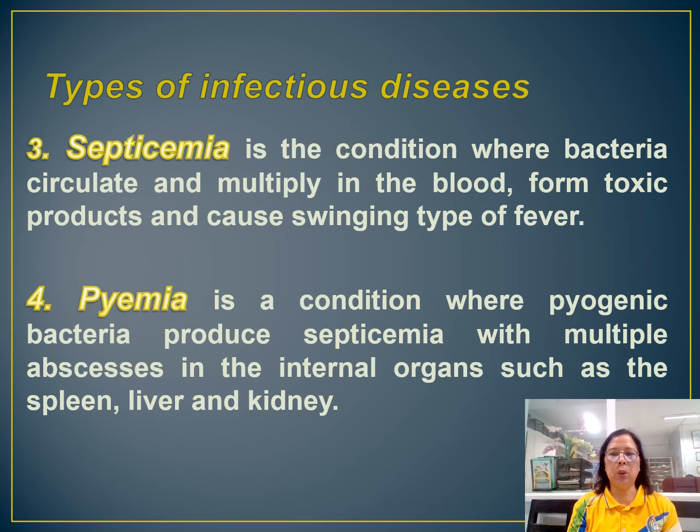Pyemia is a condition where pyogenic bacteria produce septicemia, but in this case with multiple abscesses in the internal organs like spleen, liver, and kidney. Now, what is the difference here? Septicemia is just simply talking about the blood, the circulation of infected blood. But in pyemia, it is septicemia plus infection of another internal organ like spleen, liver, and kidney.